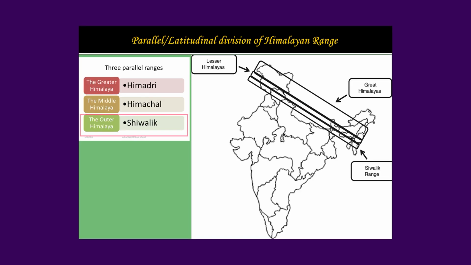The last one is the Outer Himalayas or Shivalik. The last and the third part of the Himalayas, that is the outermost range, is called Shivaliks. This Himalayan region consists of some of the smallest peaks of the Himalayas, up to an elevation of about 900 to 1100 meters, and the width lies between 10 to 50 kilometers.